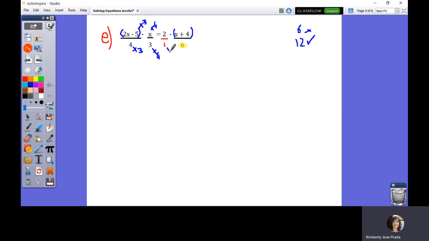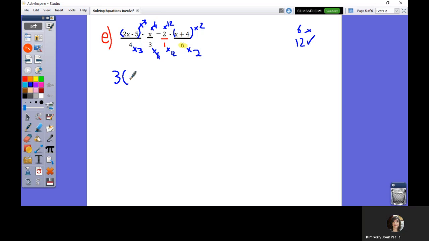1 times what makes us 12? 1 times 12, and here we have to multiply by 12 as well. 6 times what makes us 12? 6 times 2, and here times 2 as well. Okay, so we found the LCM and now work out accordingly.